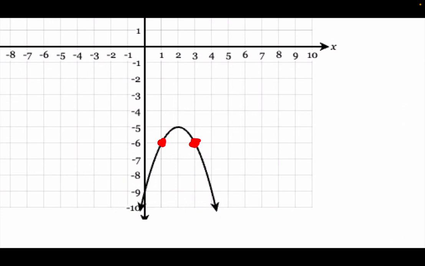So now I'm going to give the addresses of those 2 dots. To find this first dot, I'm going to go right 1, down 6. So 1, negative 6. To get to the other dot, the address is right 3, down 6. Those are just addresses, right?